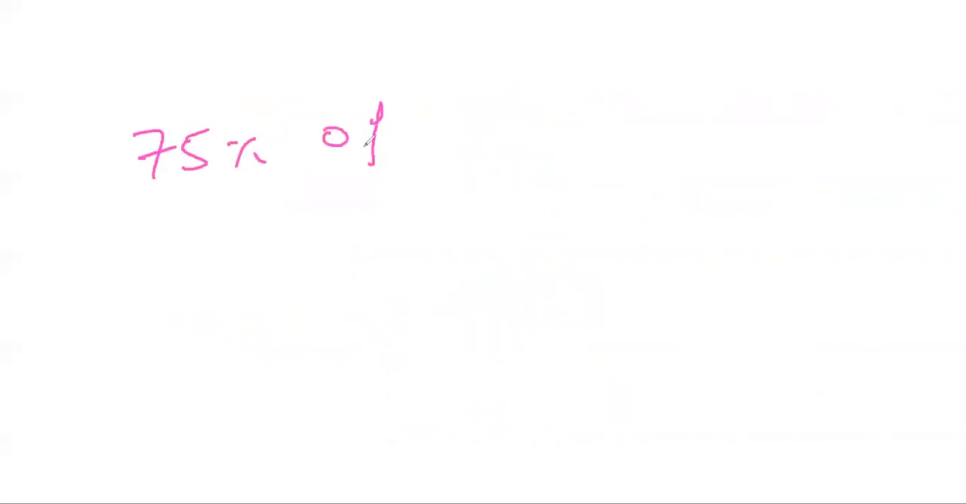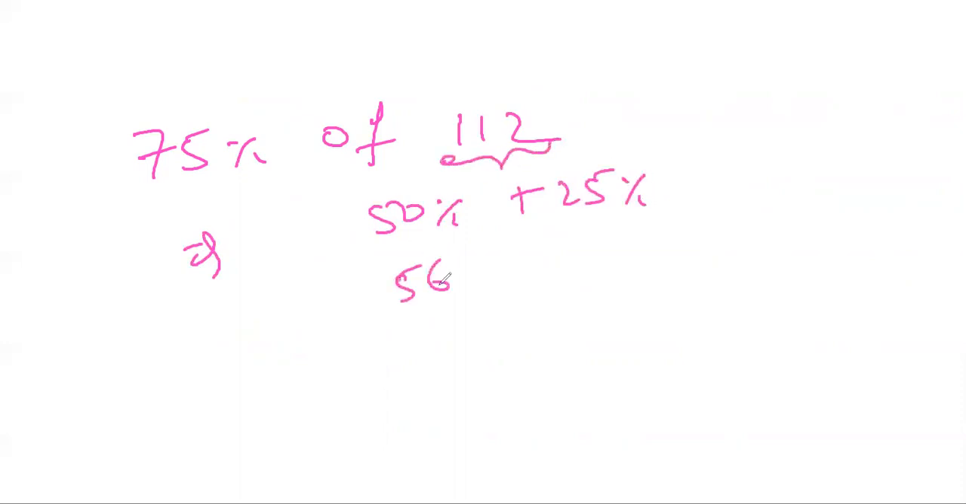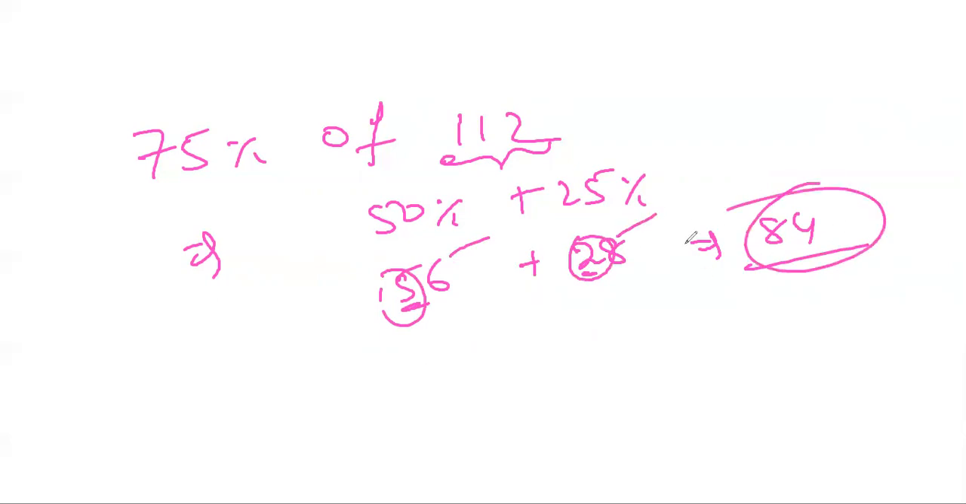75 percentage of anything. That is your wish. 84 I am taking. Okay, don't take 84. Take 112. 50 percentage, 25 percentage, you know that. 50 percentage is what? 56. 25 percentage is what? Half of this value again. 28. 56 and 28. 50 plus 20, 70. 6 plus 8 is 14. 84. That is 84 is the answer.